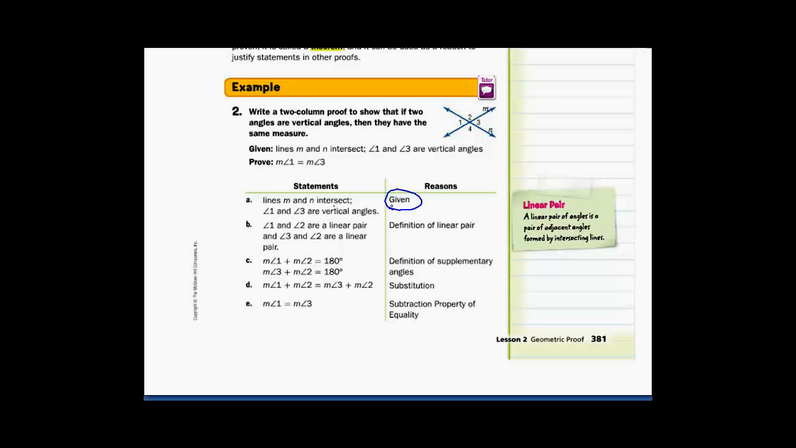All right? So now it says angles 1 and 2 are a linear pair, and angles 3 and 2 are a linear pair. Now, what does that mean? That means that they form a line. 1 and 2 form a line. 3 and 2 form a line. So that's the definition of a linear pair. That's what that means, that they form a line.